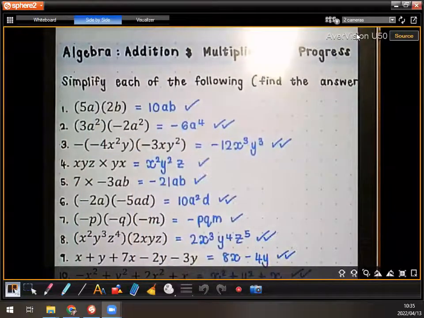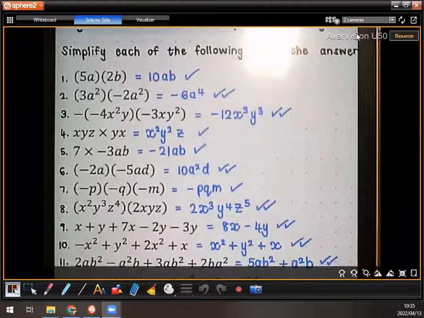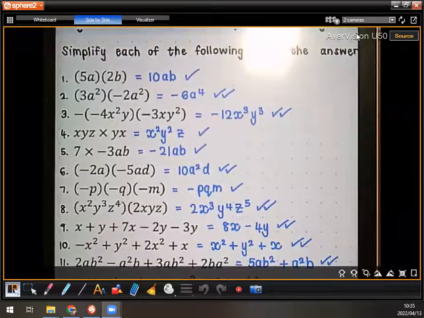That is a negative. Then you have 4 times 3, which is 12, and then you have x cubed, y cubed. All right, so I basically gave 1 mark for the negative 12 and 1 mark for the x cubed, y cubed. For number 4 there, it was x squared, y squared, z.